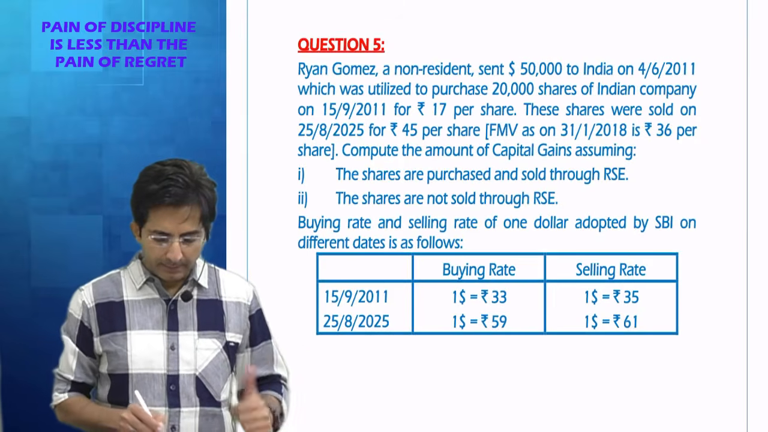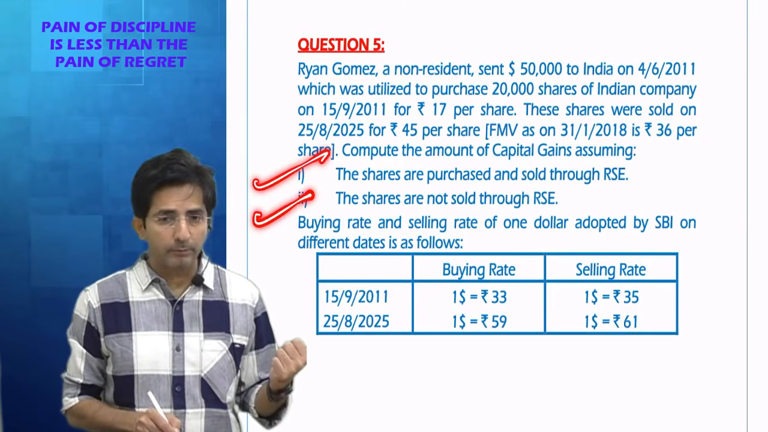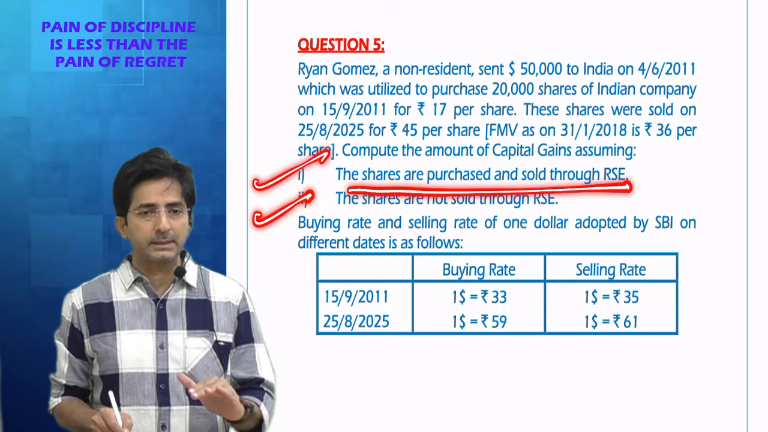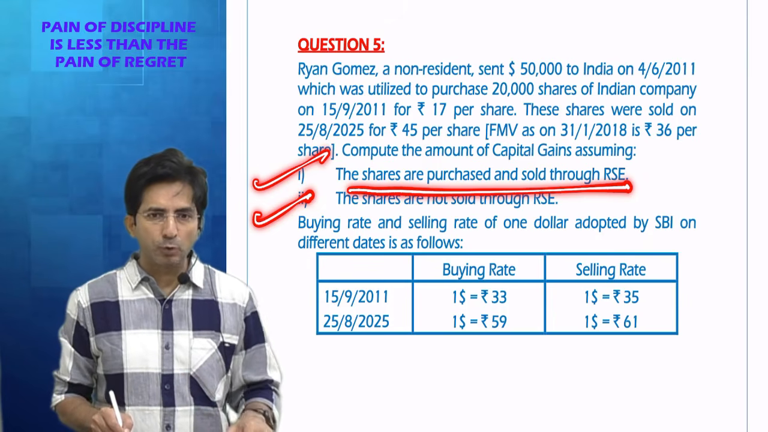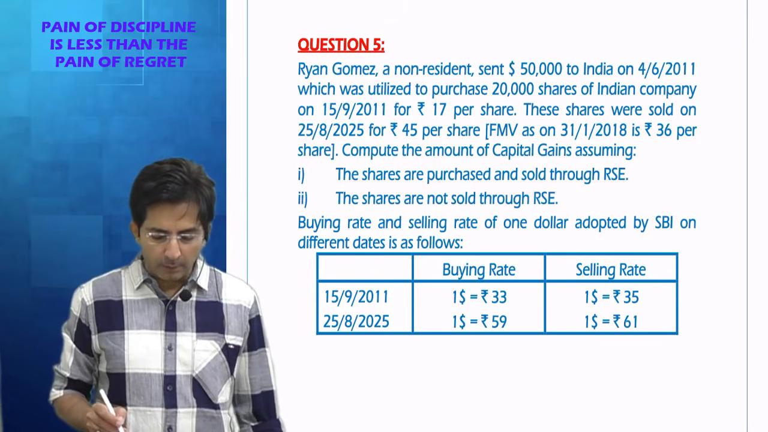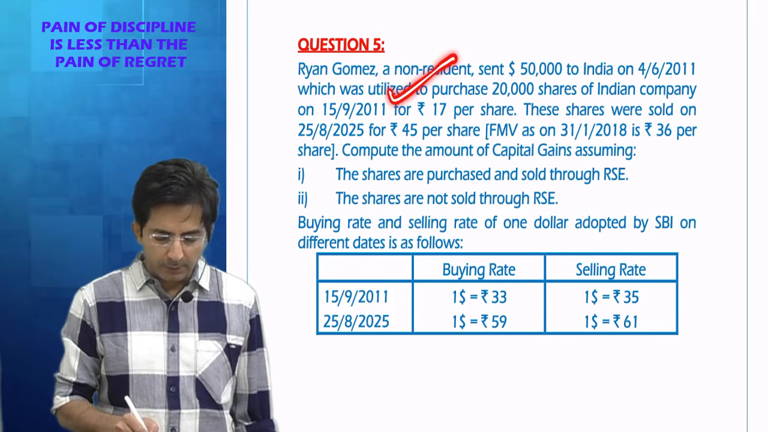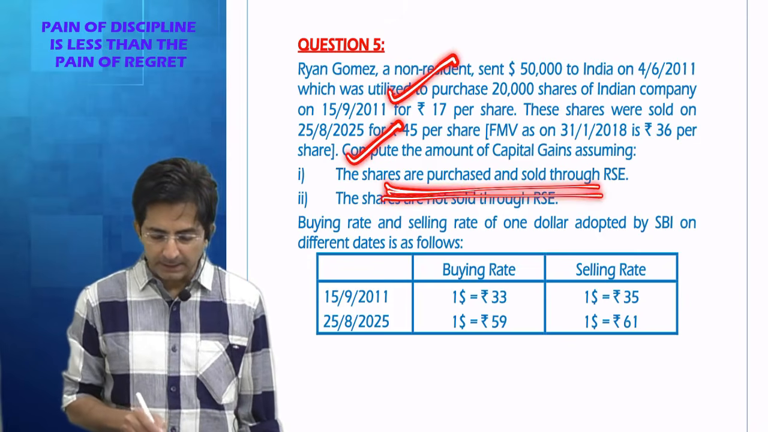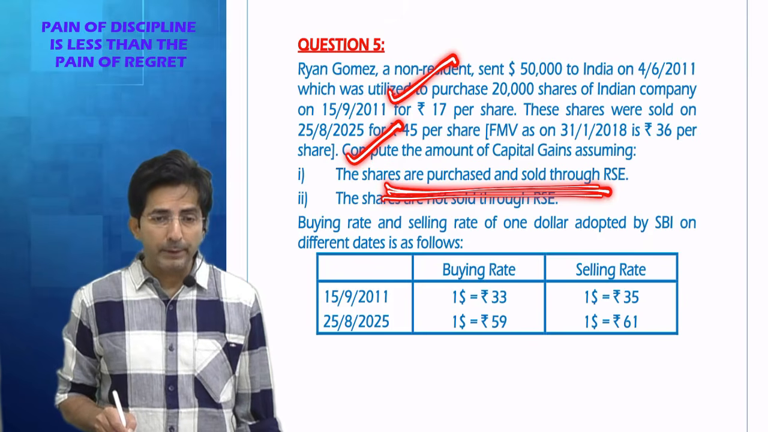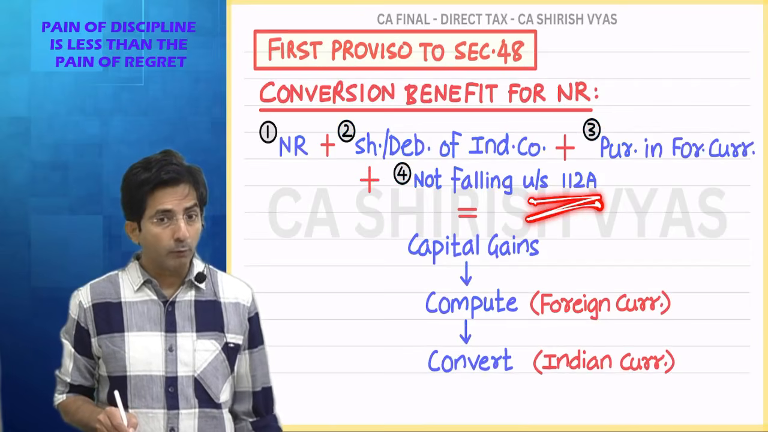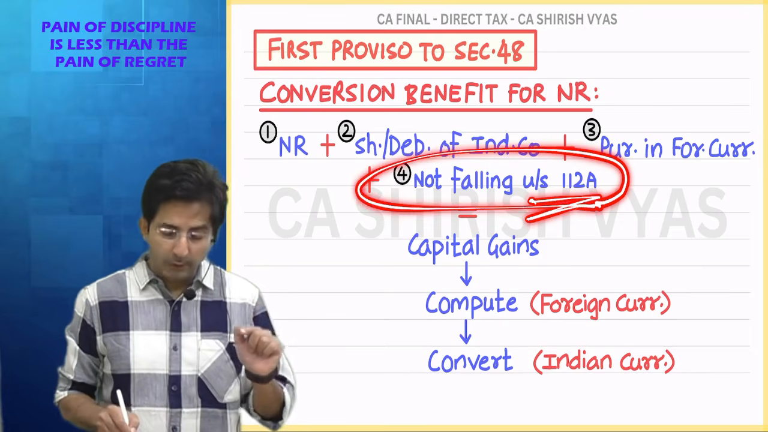So check that. In the question, they have given 2 scenarios. Under situation 1, what they are saying? Shares are purchased and sold through RSC. If purchase and sale happens through RSC, so you have to pay STT. And this question is of long-term gain. See, we purchased the shares in 2011, we sold in 2025. And it is by paying STT. And long-term capital gain by paying STT will fall in 112A. And what is the condition? You should not fall in 112A.